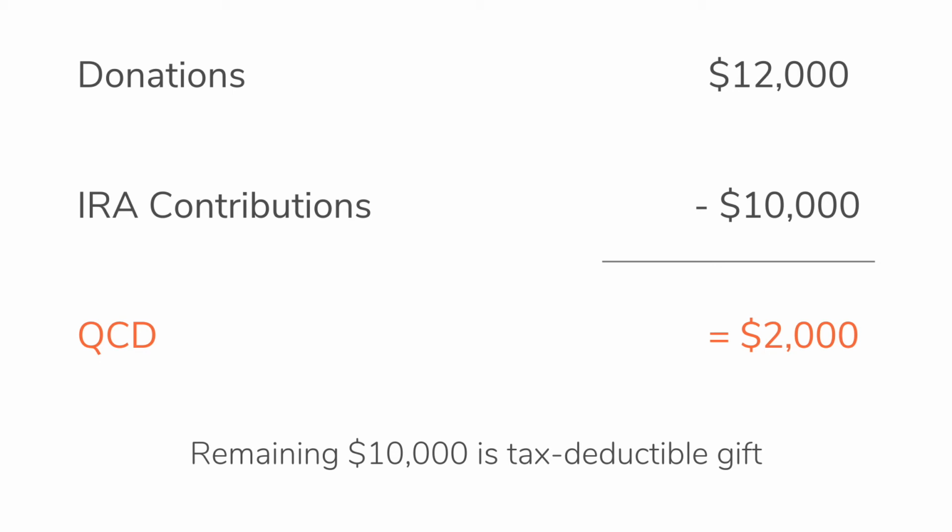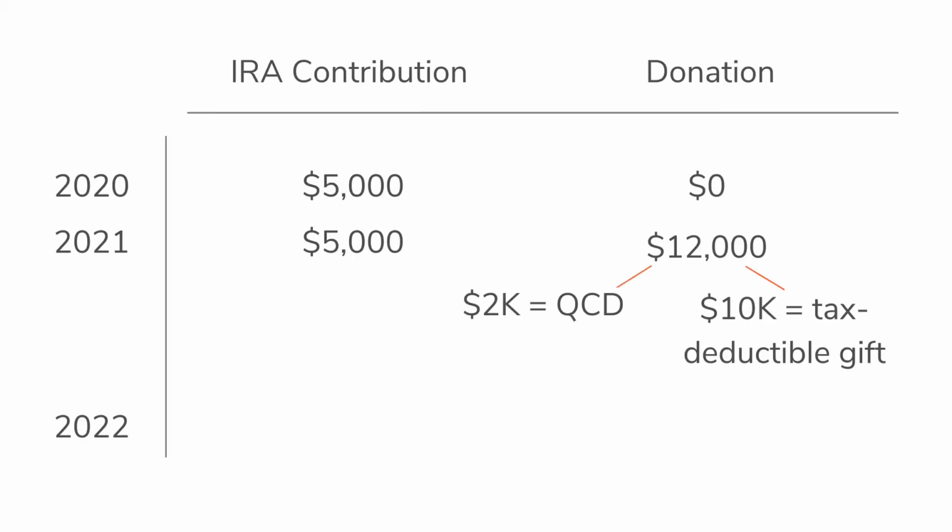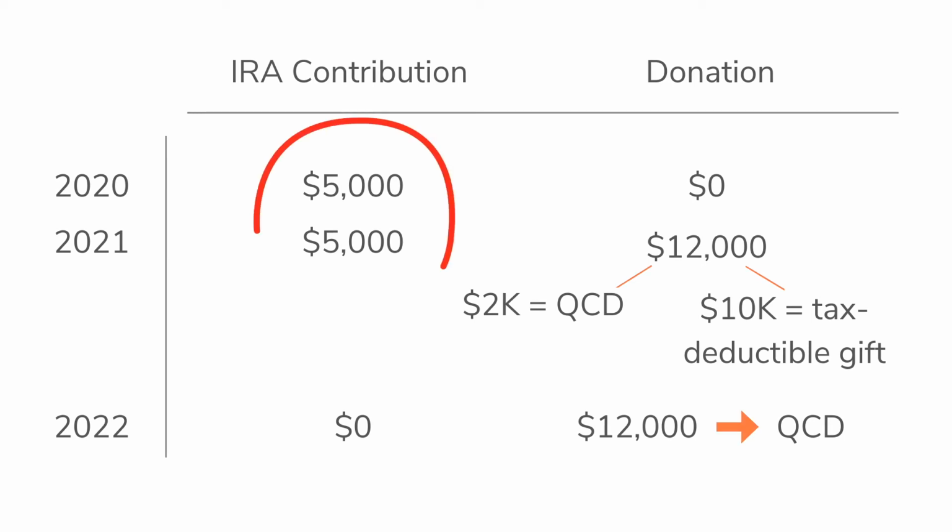Let's take it one step further, and we go to 2022, and let's say we're done contributing to our IRA here, but we're going to make another $12,000 contribution. Now at this point, this entire $12,000 is a QCD. We've already used up these two gifts, and we're back to full QCD mode.